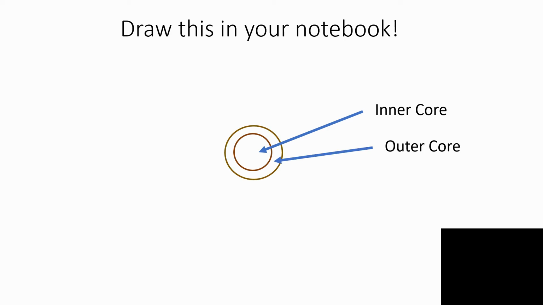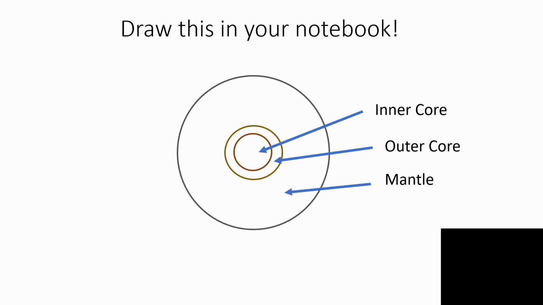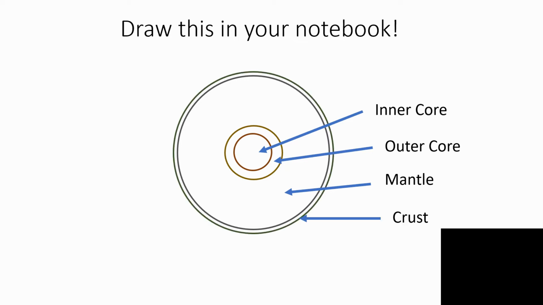Let's review this by drawing a diagram in our notebooks. We'll start with the inner core and the outer core. Together, these hold a lot of heat. They get really hot, over 8,000 degrees Fahrenheit. That's as hot as the surface of the sun. Next we have the mantle, which is that peanut butter-like substance. Don't eat it though. And finally the crust, where we all live. This contains the oceans and mountains and rivers and everything we know.